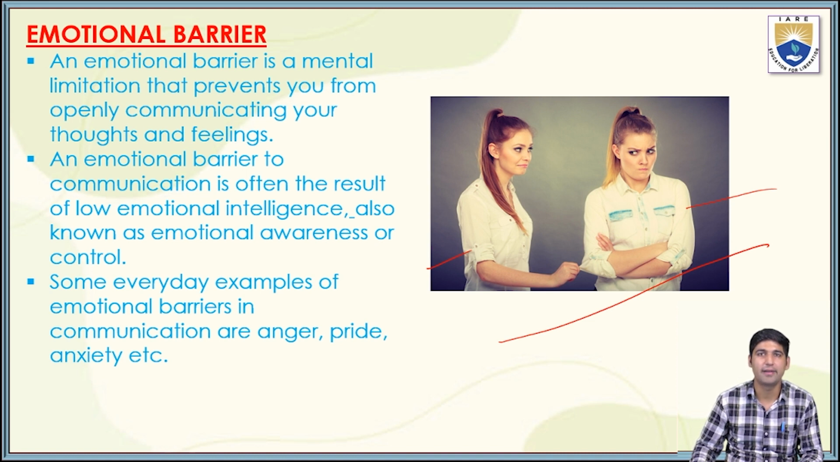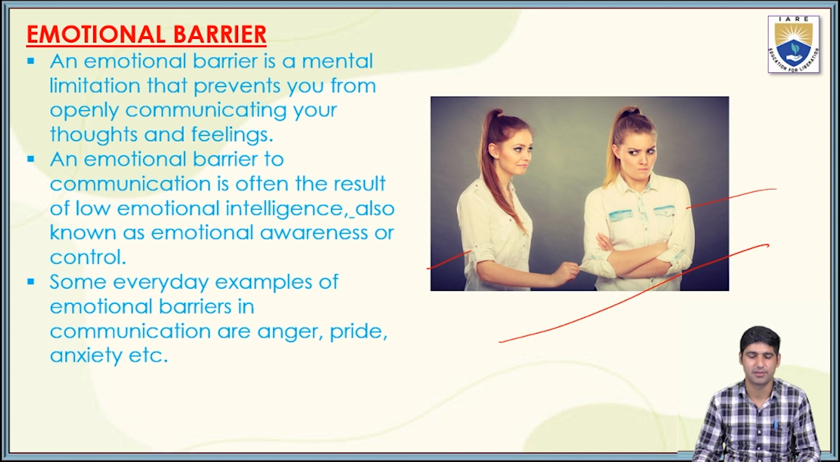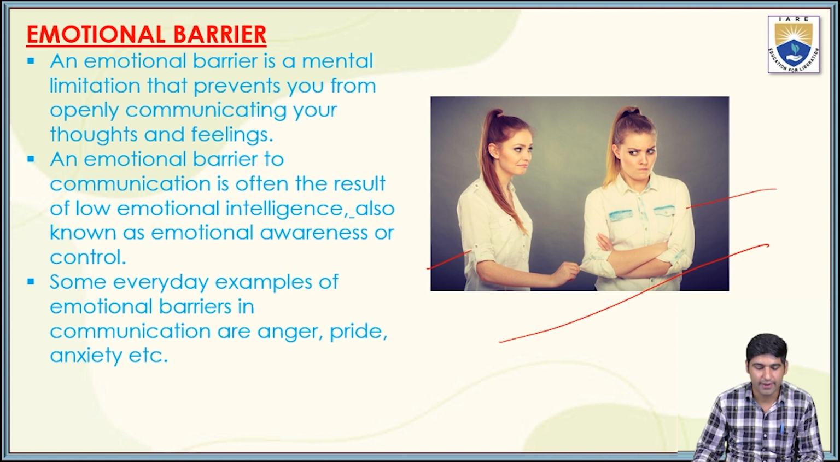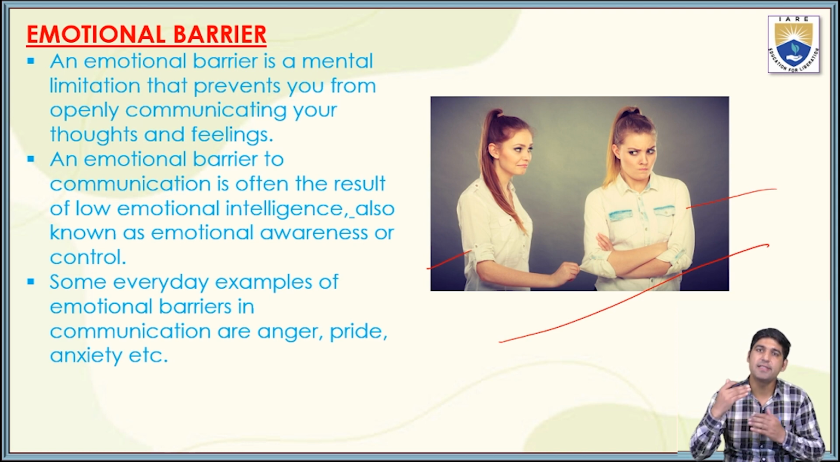Now, what is emotional barrier? This emotional barrier to communication is the result of low emotional intelligence. For example, sometimes we are angry, sometimes we are having some preconceived notions about somebody else. We are angry with someone, or sometimes we are in pride. So that pride, that anger or anxiety prevents us from communicating with others. For example, you may have imagined this thing.